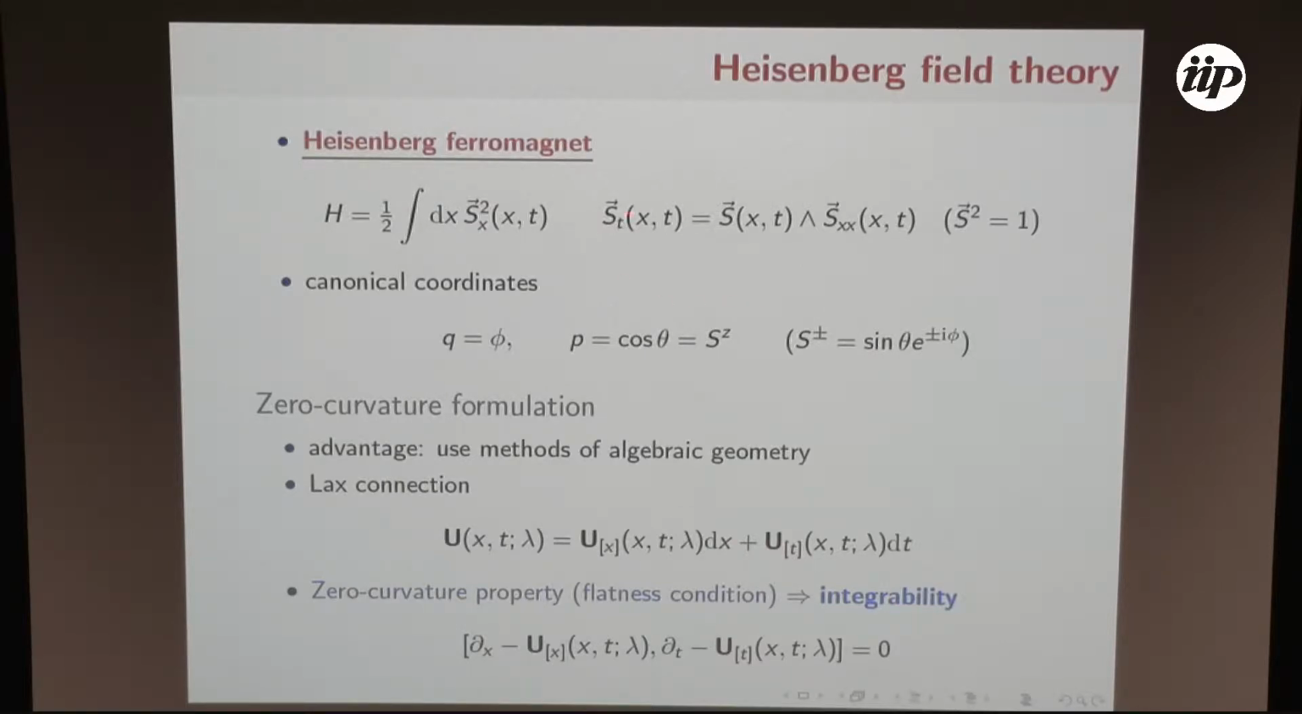Its equation of motion describes some precessional motion of a spin field. So now we don't have a scalar field. We have a field where at each point in space and time there is a spin vector, which is normalized to 1. The Hamiltonian, which governs this equation of motion, is given by this expression. One can also represent the dynamics in terms of canonically conjugate variables. Then the coordinate will be phi, the precessional angle, and the conjugate momentum will be the cosine of the polar angle, which is the z component of the spin.